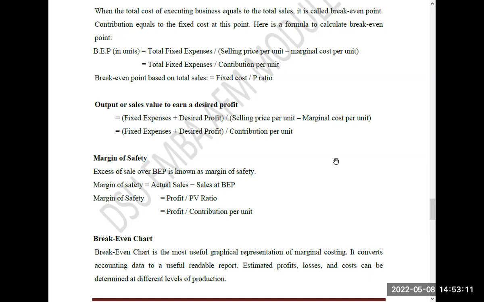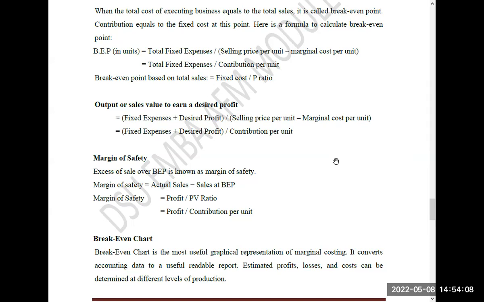I want to know how many units should I sell. How many products should I sell to earn a given amount of profit? How do I find out? Sales to earn that given amount of profit is equal to fixed cost plus the needed amount of profit divided by contribution per unit. Otherwise you can call it PV ratio. If you take PV ratio here, you will get sales in value. Here you will get sales in unit. These two formulas are the same; this one is elaborate, this one is simple.